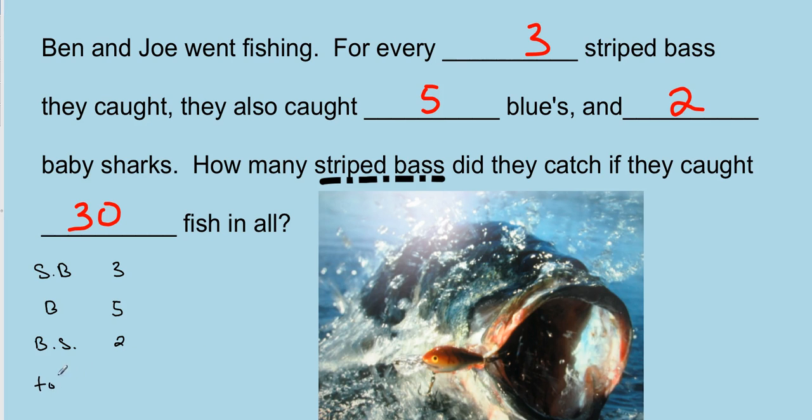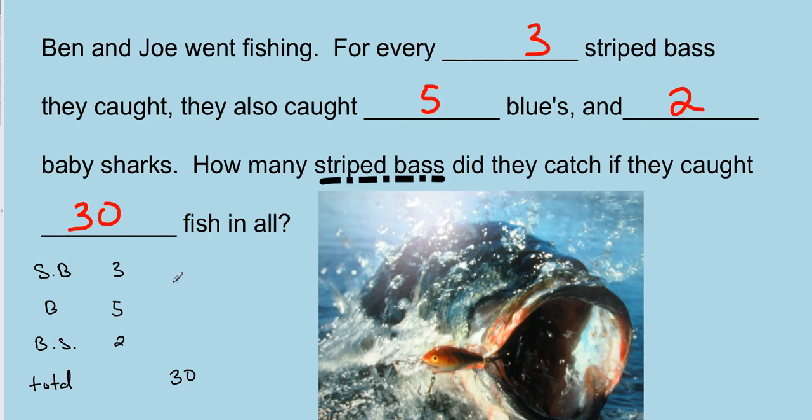So I'm going to do one more chart here, and that's my total. Now, if I look at my total, does the 30 go underneath here? 3 striped bass, 5 blues, and 2 baby sharks. Not right. So total is my 30 fish in total. So these are all ratios that they gave us, or proportions. So here's my total. I don't know how many actual striped bass they caught. I don't know how many actual bluefish they caught, or baby sharks. But I know they caught 30 fish in total.